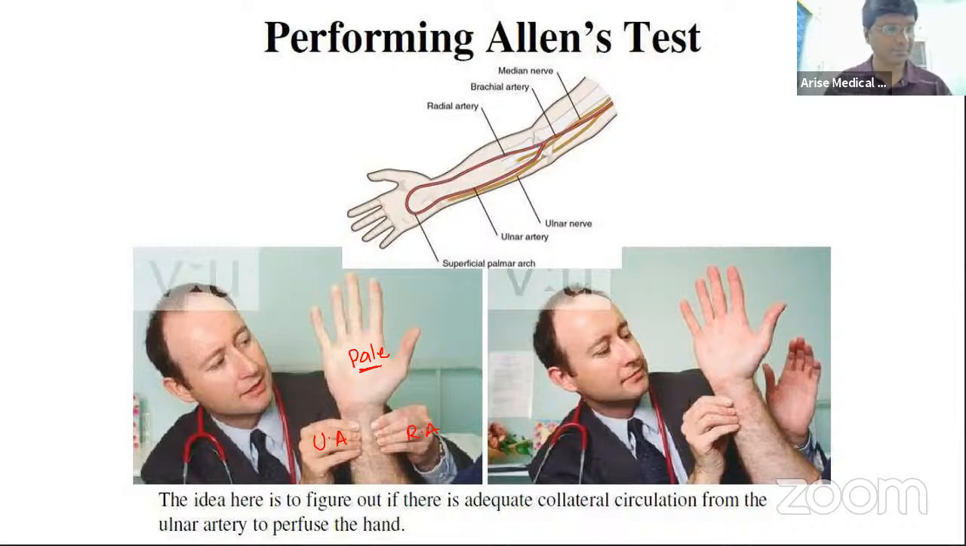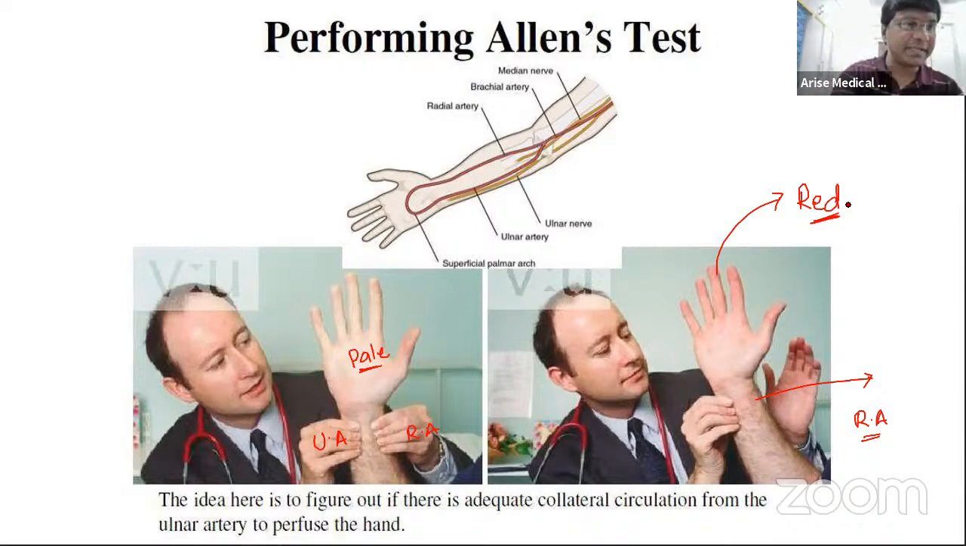Reduced. Right. So now subsequently what you have to do is you release one vessel, right? So here, which vessel has he released? He has released the radial artery. Once he has released the radial artery, the entire palm has become red, right? The entire palm has become red.